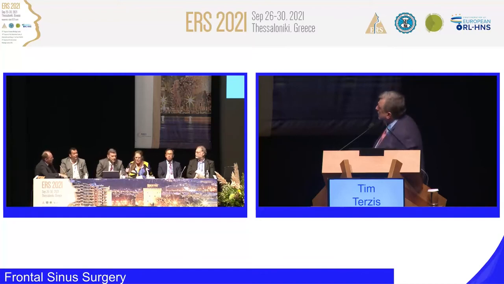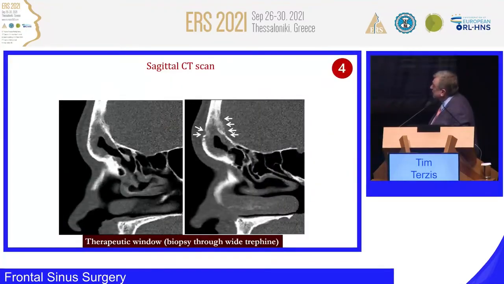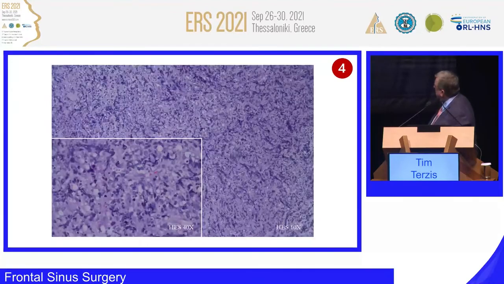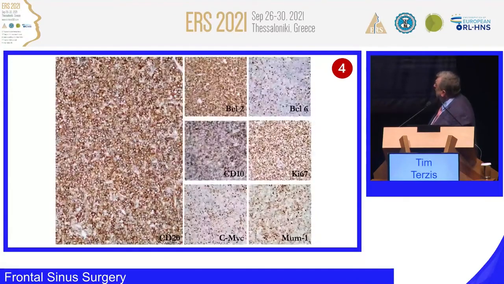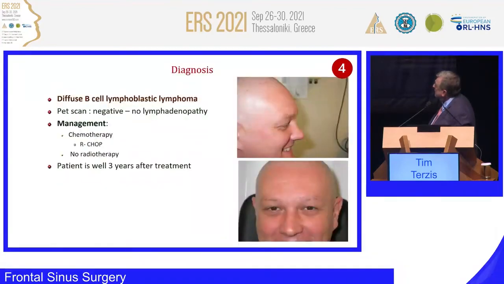Okay. And such a differential diagnosis can also be histiocytosis, Langerhans histiocytosis, especially in children or in the young. Yes, exactly. So you did a therapeutic biopsy through a white trephine, and this is the histology, and the diagnosis was B-cell lymphoma. The patient had chemotherapy, did well, and 3 years after treatment, he is fine.